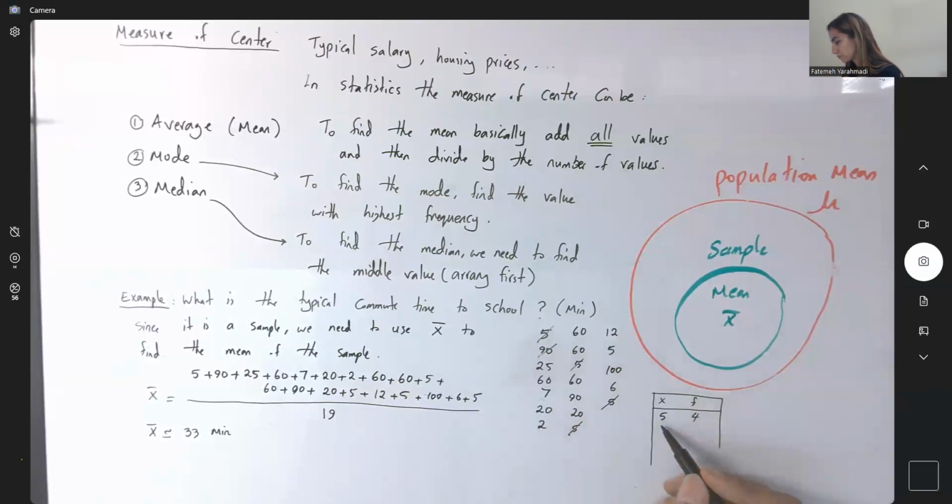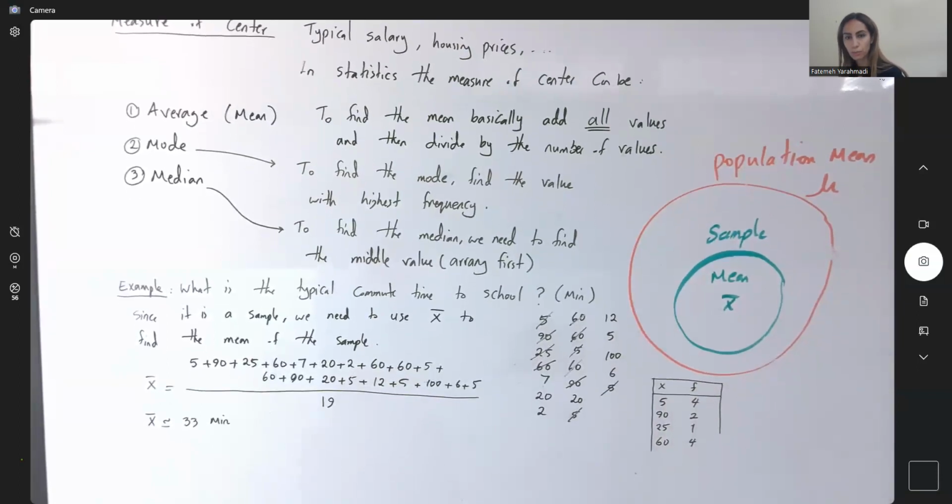What about 90? What's the repetition for 90 minutes? 90 minutes here, 90 minutes here, and that's it. 90 minutes is repeated twice. What about 25 minutes? 25 minutes has 1 repetition. What about 60 minutes? 60 is repeated once, twice, third, and fourth time. 4 times 60 is repeated.